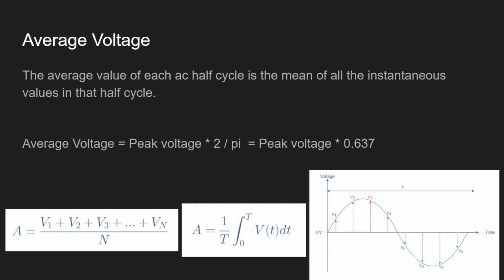This is the definition, but in real life, RMS is more useful than the average value, but you have to know it. I don't know why yet, but this is one of the definitions we use. Average value of each AC half cycle is the mean, which means the average of all instantaneous values in the half cycle. So once again, the 2 over pi just applies to a sine wave, which is a perfect AC.